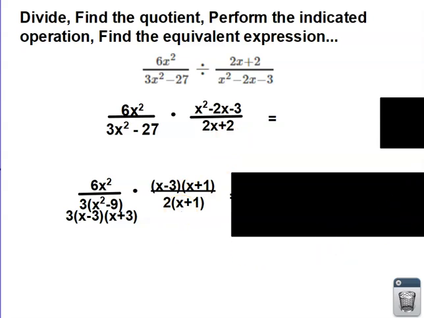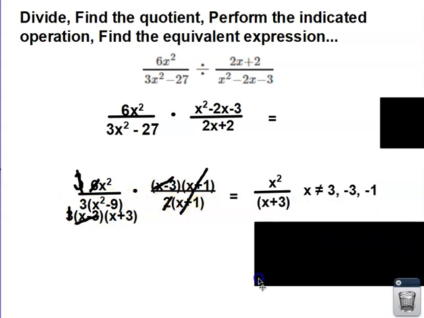And now it's time to divide out common factors. So we know those are in common. We know this is in common. The 2 and the 6 are in common, and 2 goes into 6, 3 times. This 3 and this 3 are in common. And it looks like there's only an x squared in the numerator and an x plus 3 in the denominator for our simplified answer. But don't forget about the original factors in the denominator, because that will help you write your restrictions. So your final answer is x squared over x plus 3.